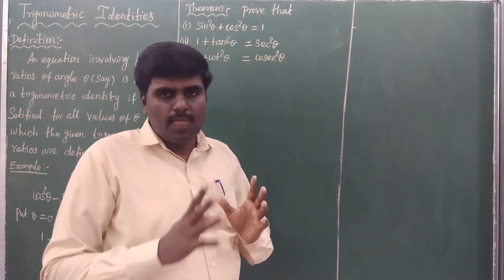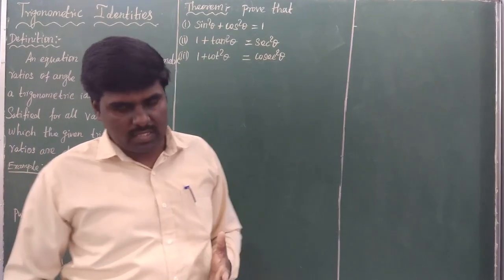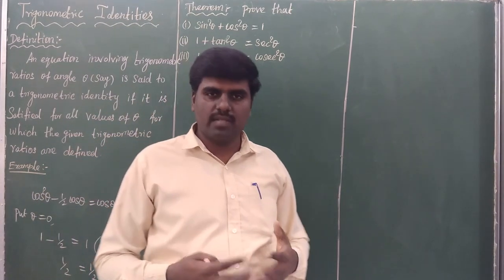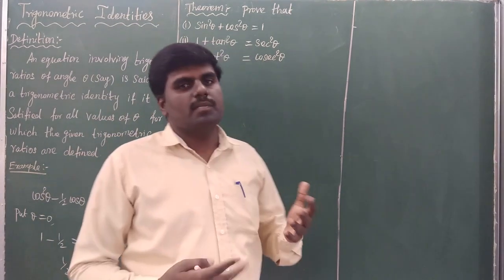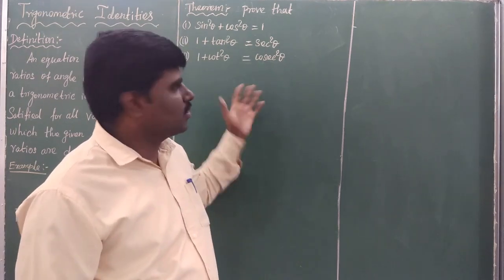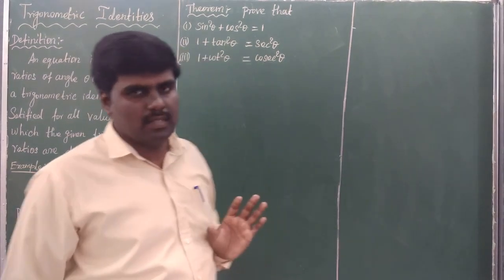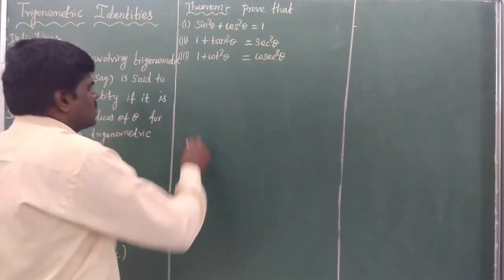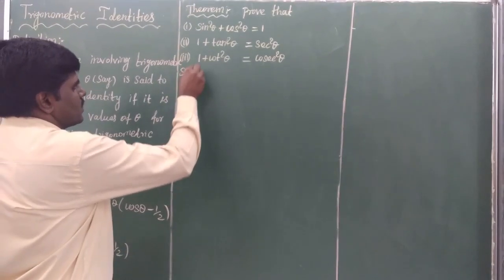What's the first identity? Sin square theta plus cos square theta is equal to 1. Next, 1 plus tan square theta is equal to secant square theta. Third one, 1 plus cot square theta is equal to cosecant square theta. These are very important trigonometry identities.